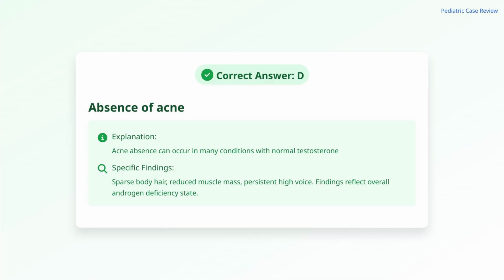In contrast, sparse body and facial hair, decreased muscle mass, and persistently high-pitched voice more specifically indicate androgen deficiency. These findings collectively reflect the hypogonadal state characteristic of Klinefelter syndrome and should prompt hormonal evaluation when present together.